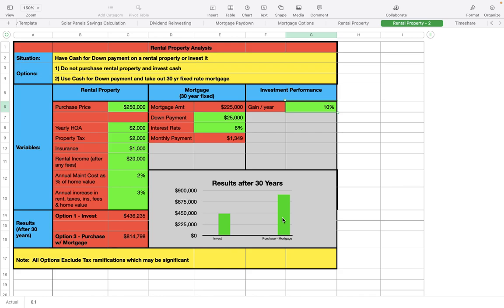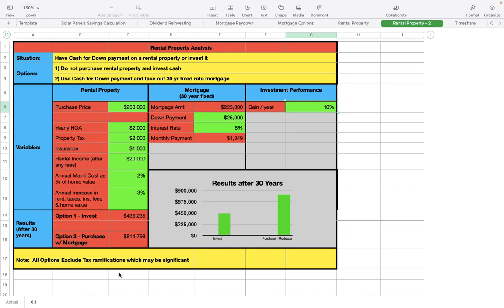And I know there's a lot of information out there on the internet, but again, I'm trying to impress upon you to do your own research, do your own analysis, be a little bit leery of what other people are telling you. They might be biased based on what they're trying to gain from you participating. I do not include any tax ramifications, which may or may not be significant.